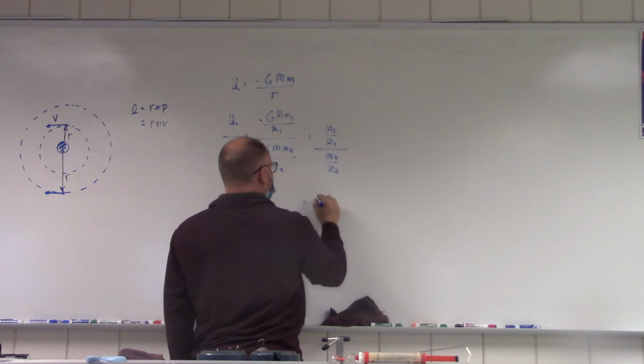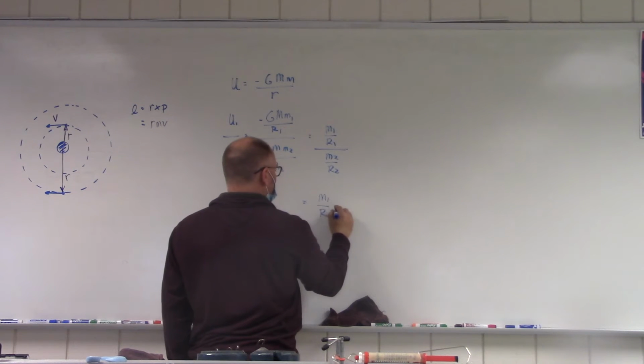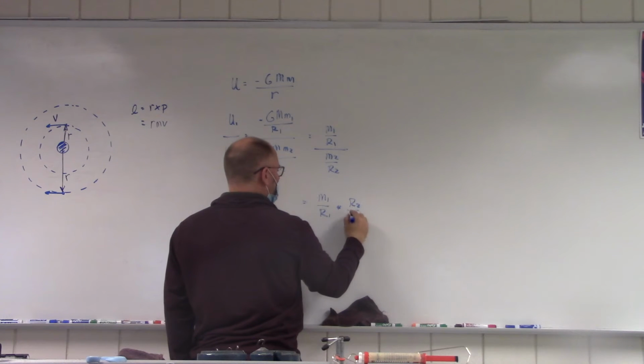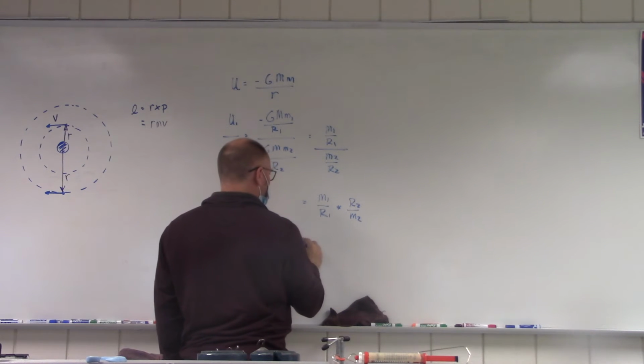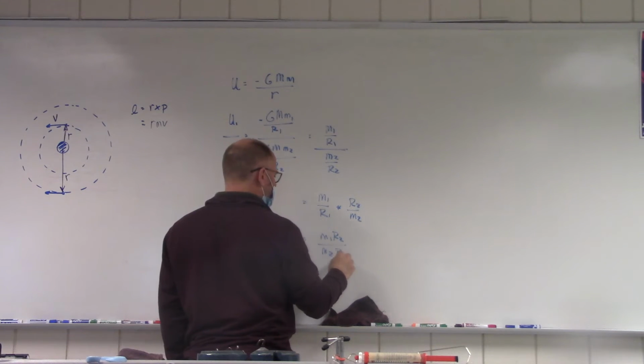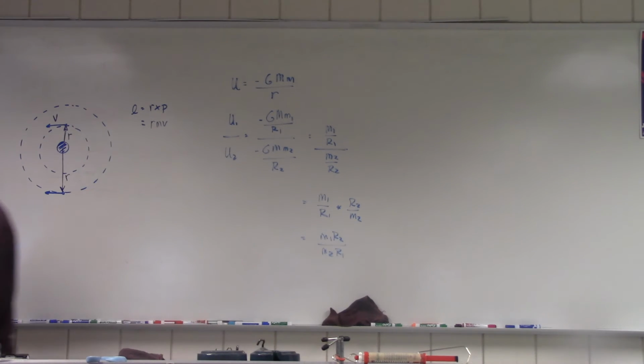So I'm going to take M1 divided by R1, and now multiply by R2 divided by M2, and end up with M1 R2 divided by M2 R1. Is that an answer? It is an answer. I hope that's the answer.